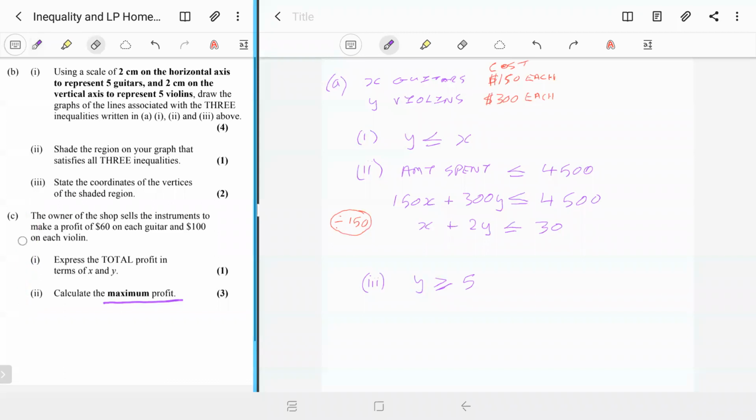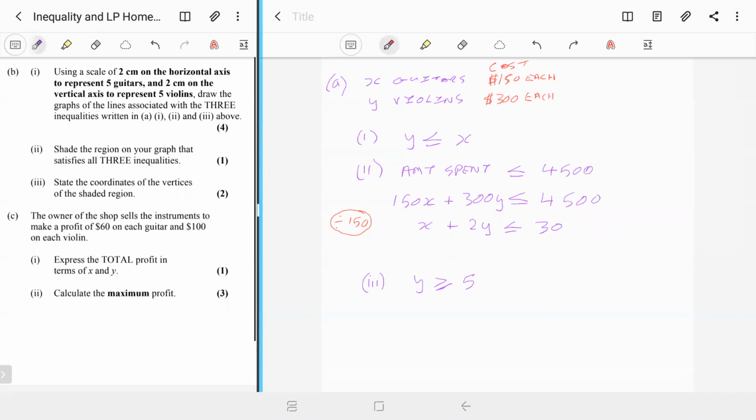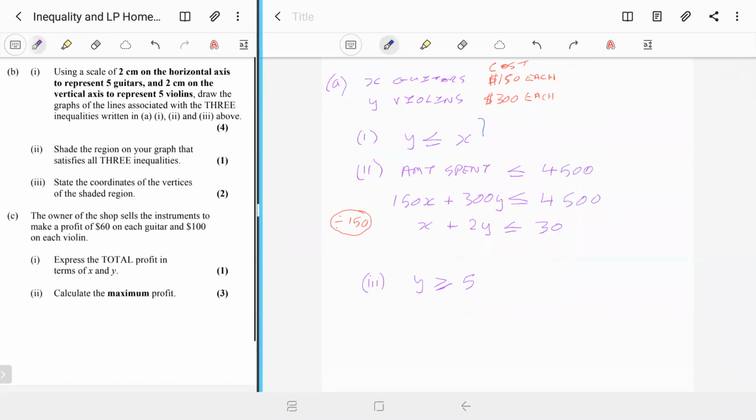But to do the graph, we need to know how to represent each inequality on the graph. Let's do that in red, right beside it. I'll put this one in blue. I'm going to put what this one means on the graph. We're going to keep it simple.